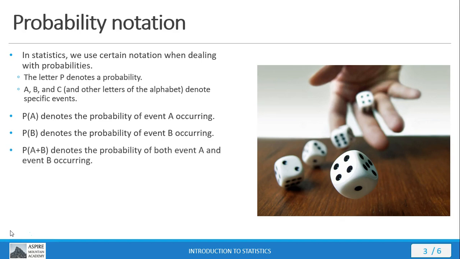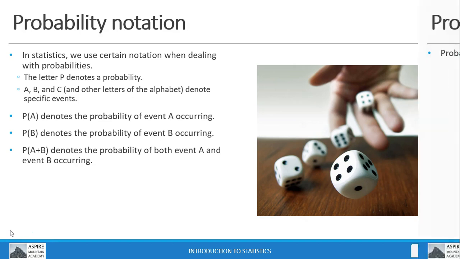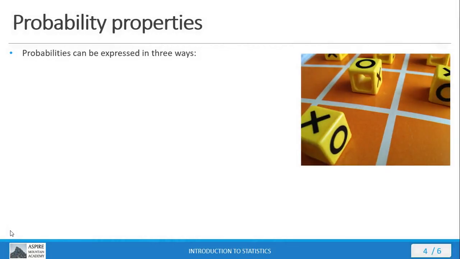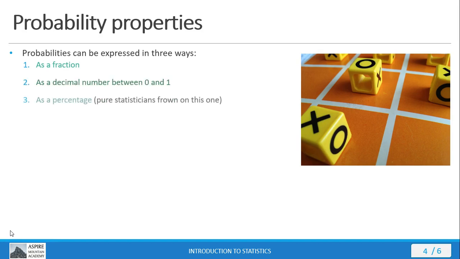P of A plus B denotes the probability that both event A and event B occur. We would read this as the probability of A plus B, or the probability of A and B. In addition to the special notation, probabilities conform to certain properties. They can be expressed in 3 ways. First, as a fraction. Second, as a decimal between 0 and 1. And third, as a percentage.